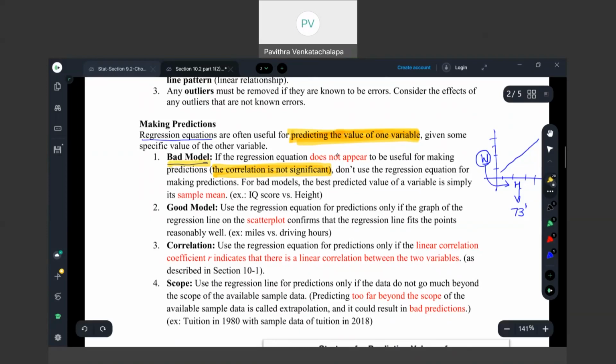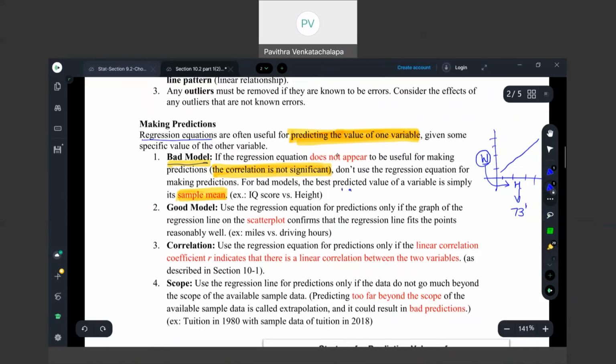When you have a bad model, that means the correlation is not significant, then you cannot use the regression equation to make predictions. But as an alternative, you can simply consider the mean of that variable as the predicted value. For example, in your lab 10, you have three questions.